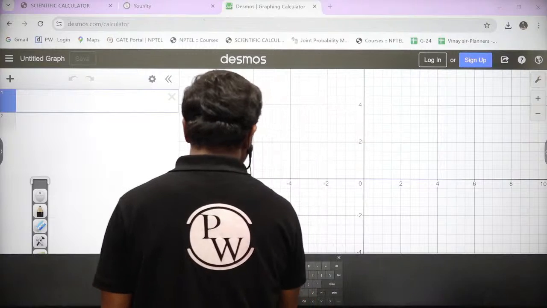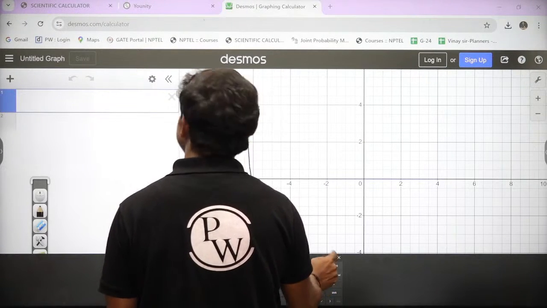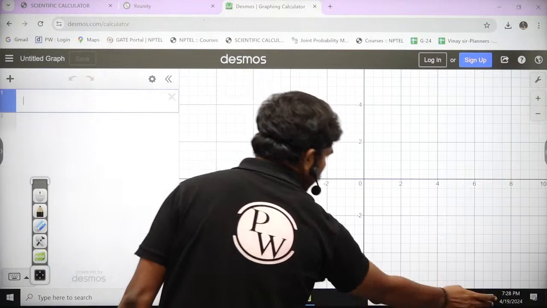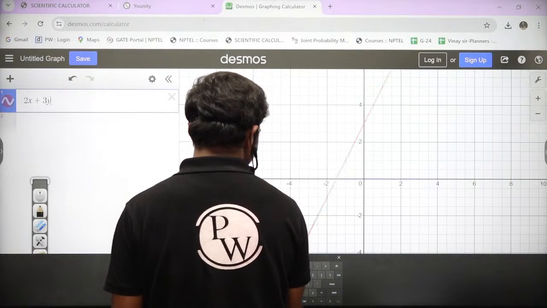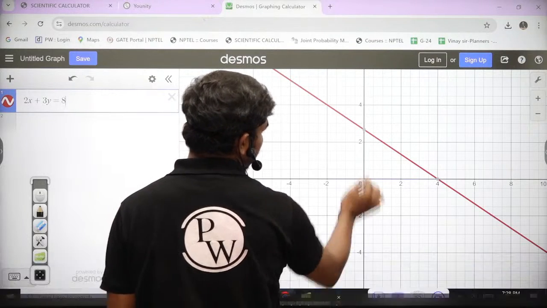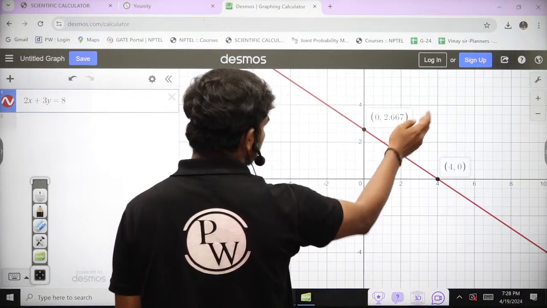So let's say 2x plus 3y equal to 8. Okay, so this is the line what I have shown. So this is coordinates 4 comma 0 and this is 8 by 3, which is 2.67.